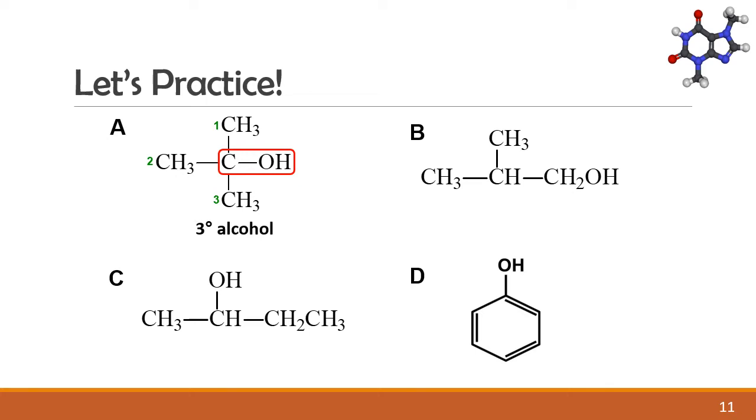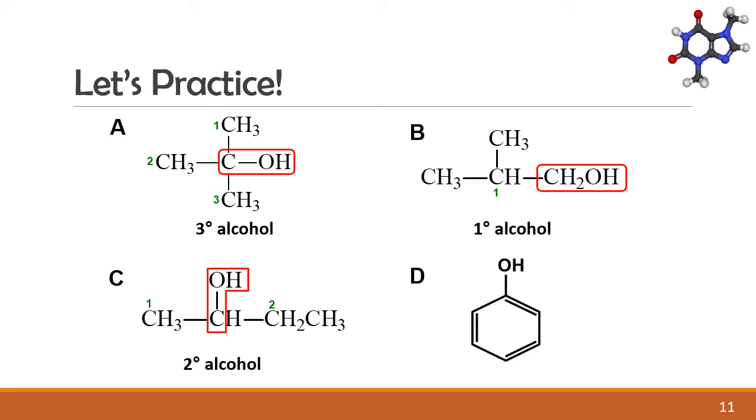Now let's go to B. The carbon bonded to hydroxyl is this carbon. There is only one carbon attached to it, which makes this a primary alcohol. Let's go to C. The carbon attached to hydroxyl is this carbon. There are two carbons bonded to it, which makes this a secondary alcohol.